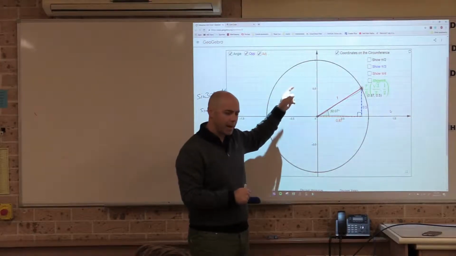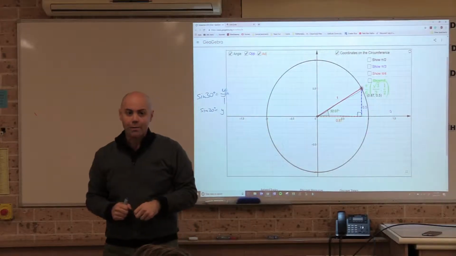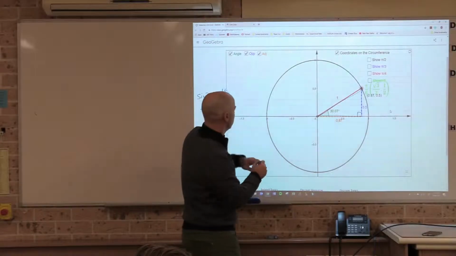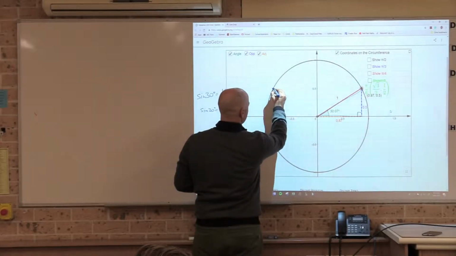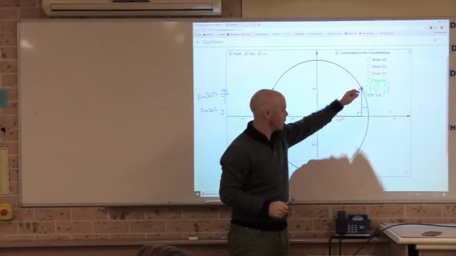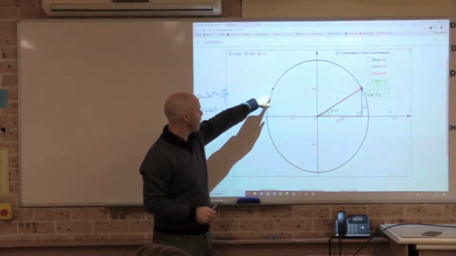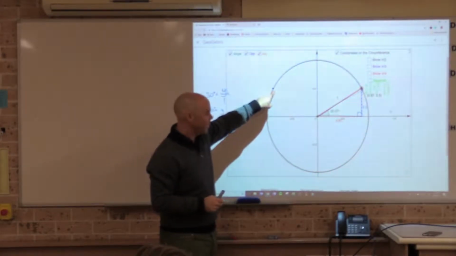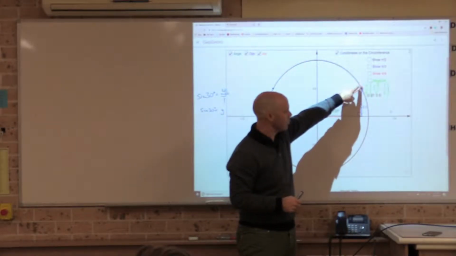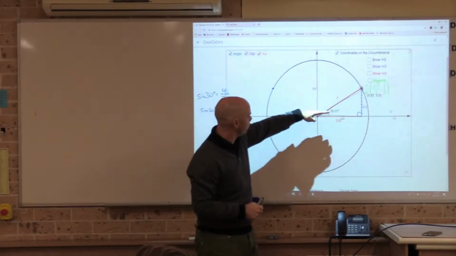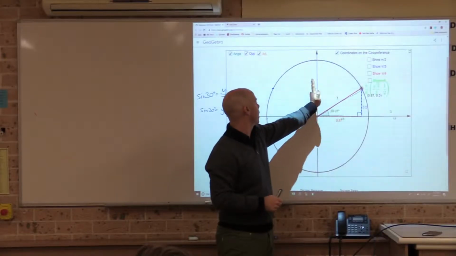Now, is there another place on that unit circle that has exactly the same y-coordinate? Yes, it's over here, isn't it? It's this point over here. That y-coordinate over here is exactly the same as this y-coordinate over here. The sine value of the angle that gets us to that point is exactly the same as the sine value of the angle that gets us to that point. And what is the angle that gets us to that point? Well, it's the angle that we've got to rotate through to come all the way around here.